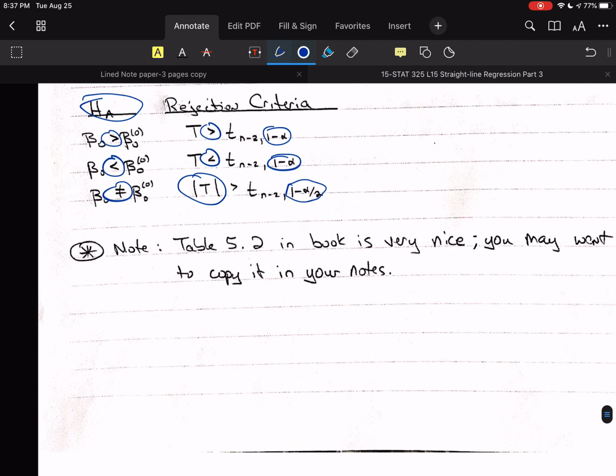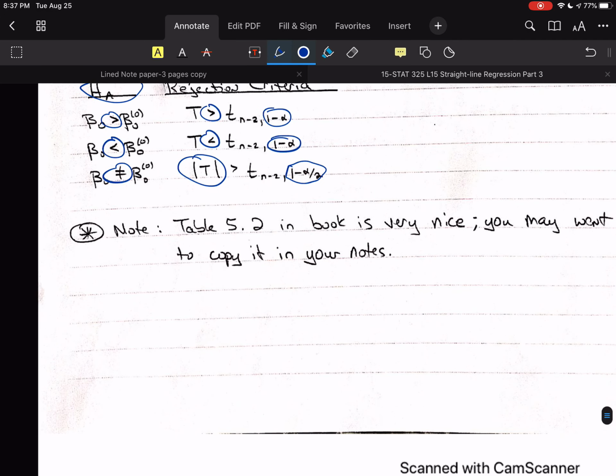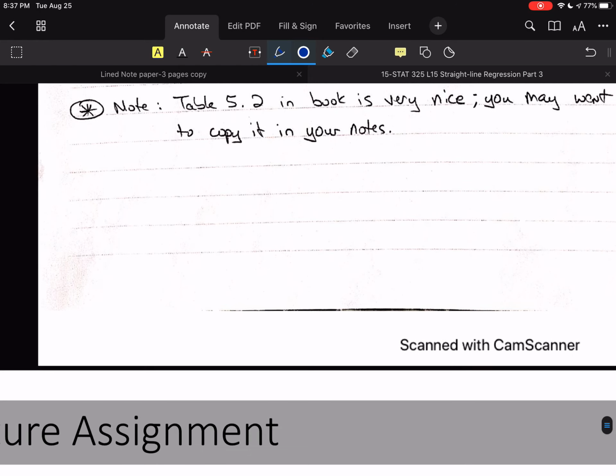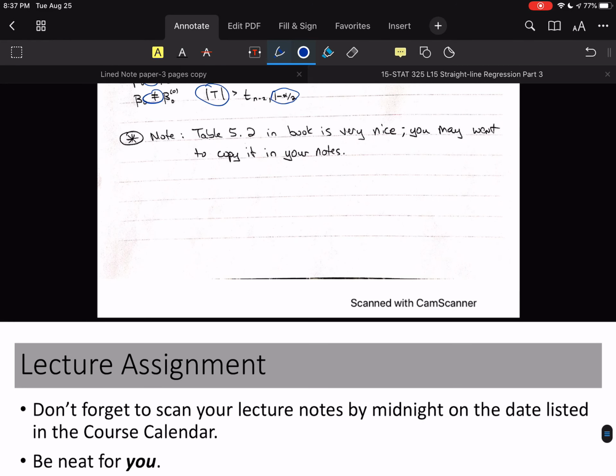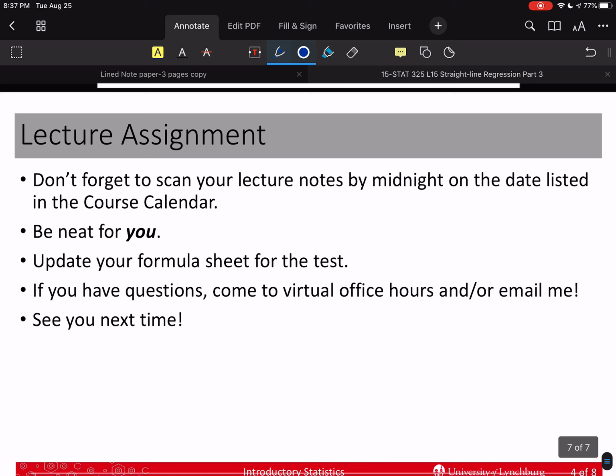Okay. Table 5.2 in your book is very, very nice. It may look a little intimidating, but if you take your time and look through it, it's very good. You may want to copy this into your notes or for your formula sheet. Okay, so that's it for this lecture.